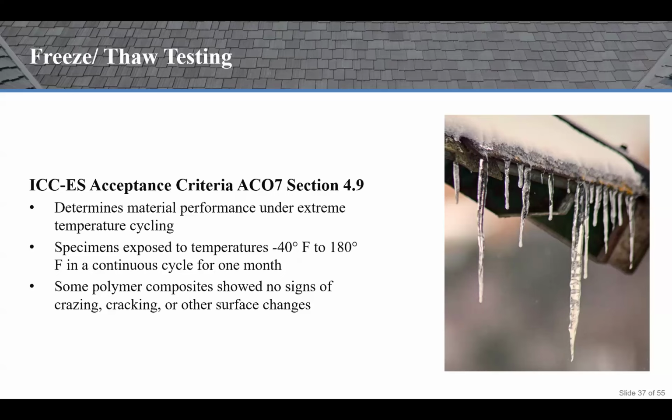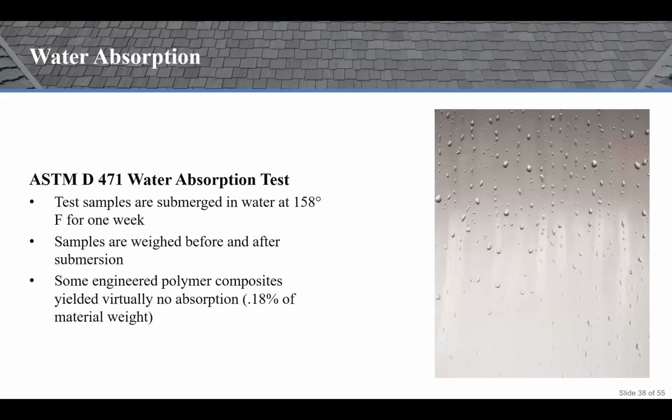The object of this test is to determine material performance under extreme temperature cycling. The test specimens are exposed to temperatures ranging from -40 up to 180 continuously for 1 month. And when tested, some polymer composites show no signs of crazing, cracking, or any other sort of surface damage.